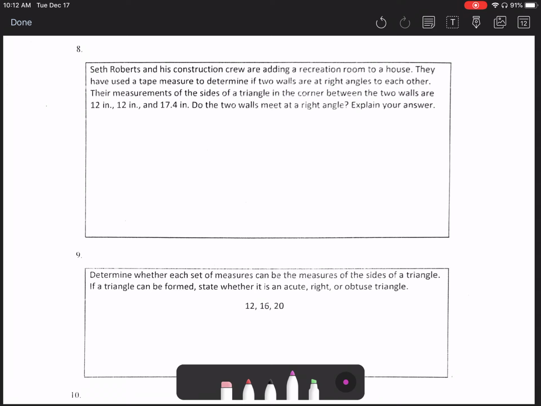Okay, so this is moving on to converse of Pythagorean theorem. So this is C. Okay, so I look at this and it says, do the sides form a right triangle? So we have 12 squared plus 12 squared should be equal to 17.4 squared. So you square each of them. 144 plus 144 is 288. Is that equal to 17.4 times 17.4, which is 302.76?